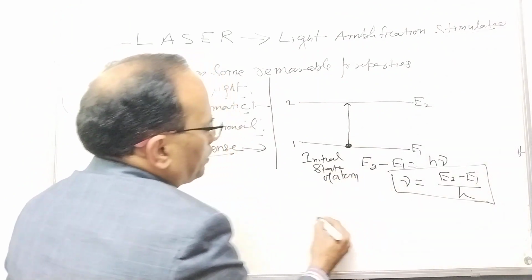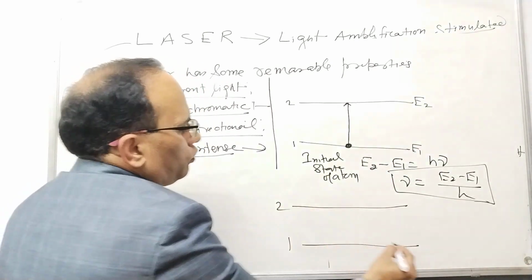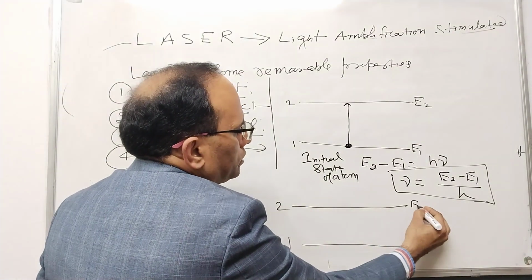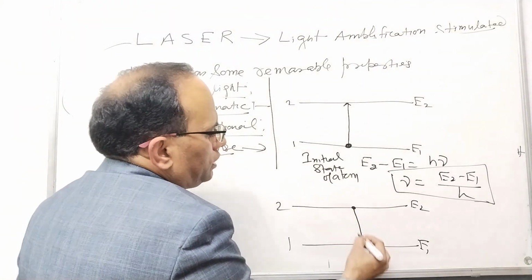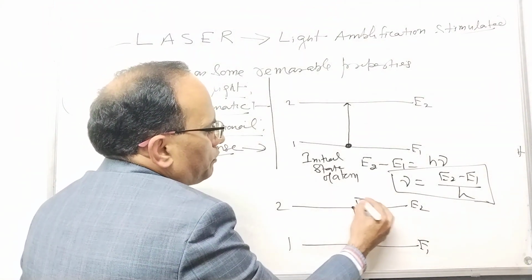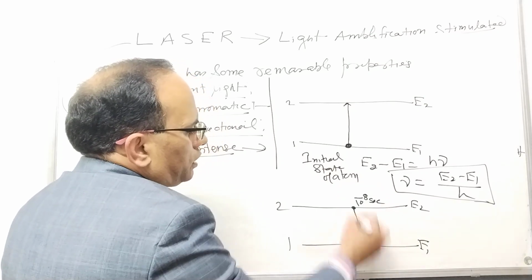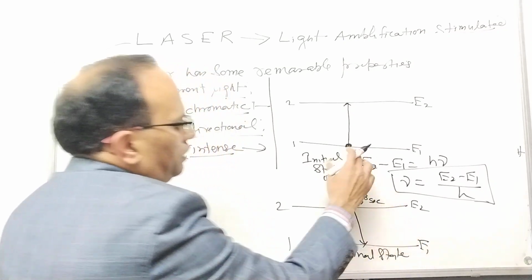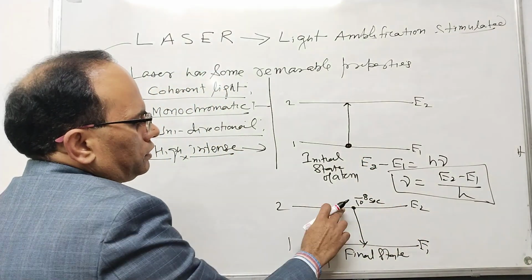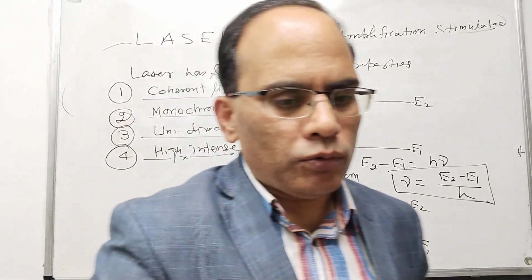Now what is the final state of the atom? Suppose this is the same two level system, level 1, level 2, with energies E1 and E2. Now it can come down to the ground state, because the lifetime of the upper state is very small, 10 to the power minus 8 second. So it comes down directly; this is the final state of the atom. In the same way, we can write E2 minus E1 equals h nu.